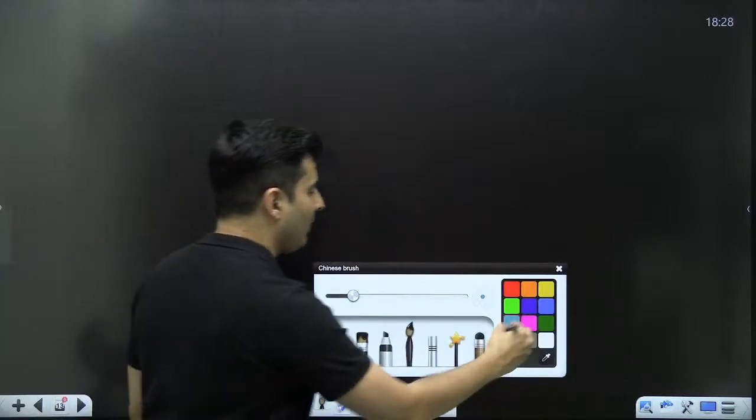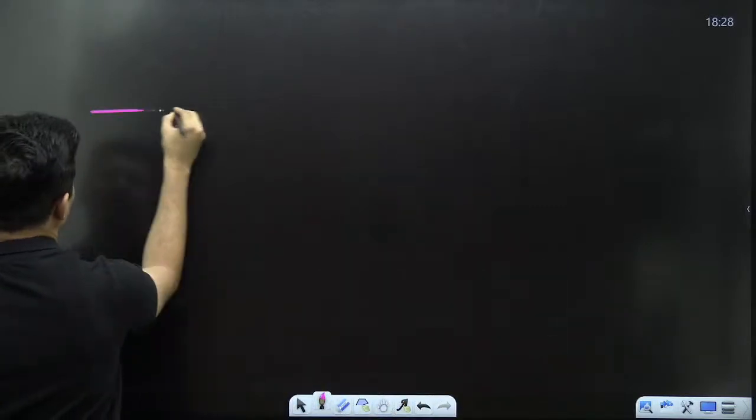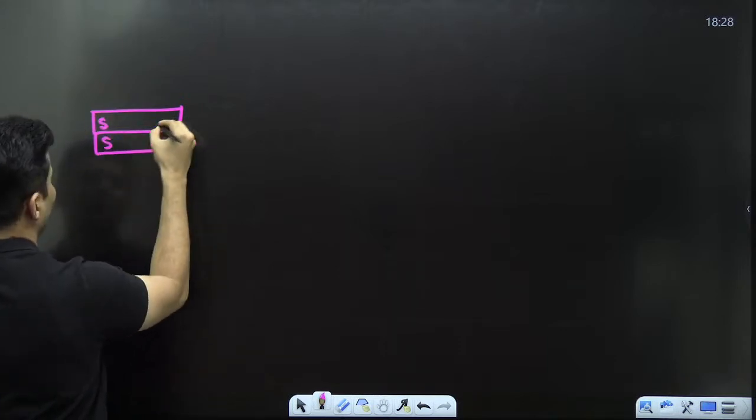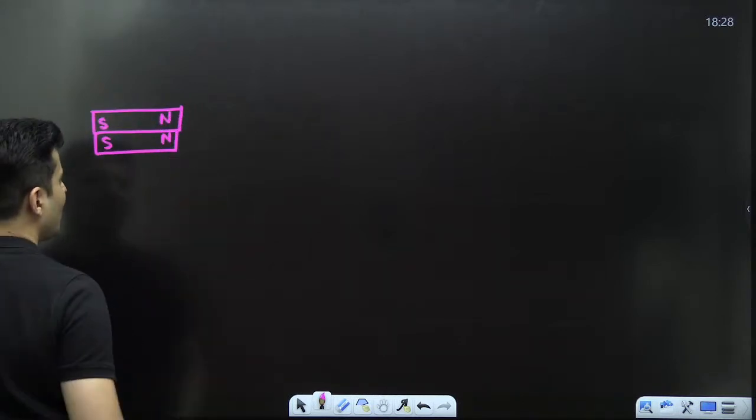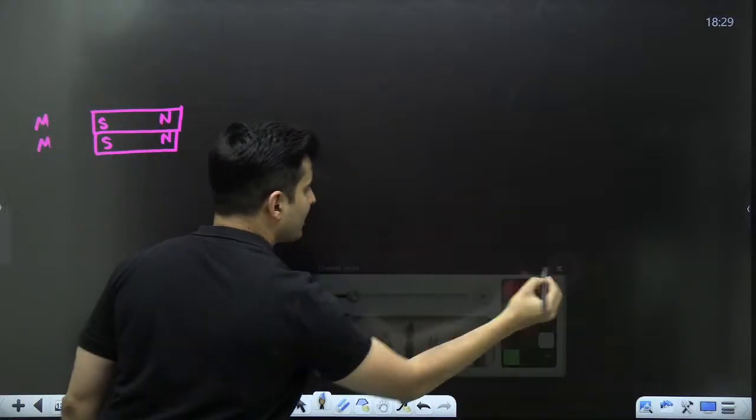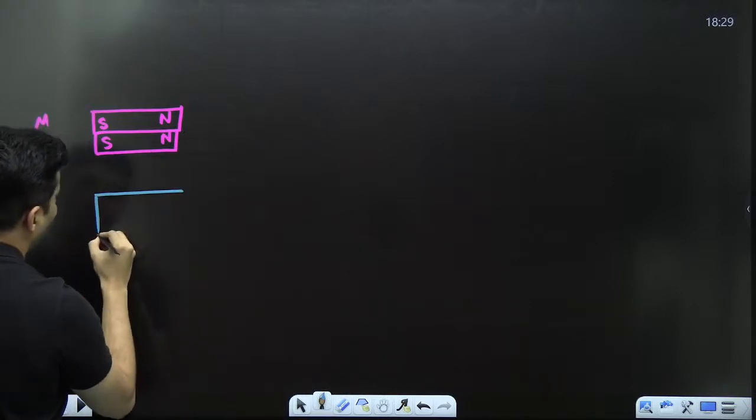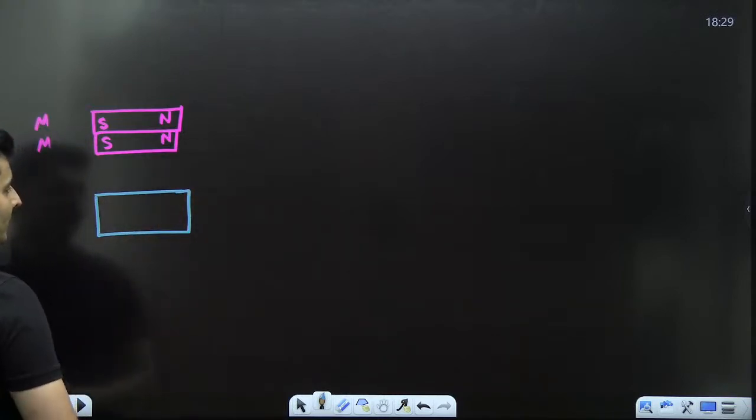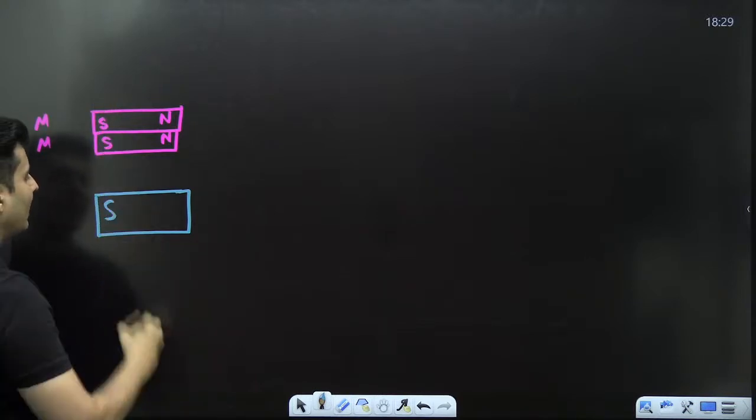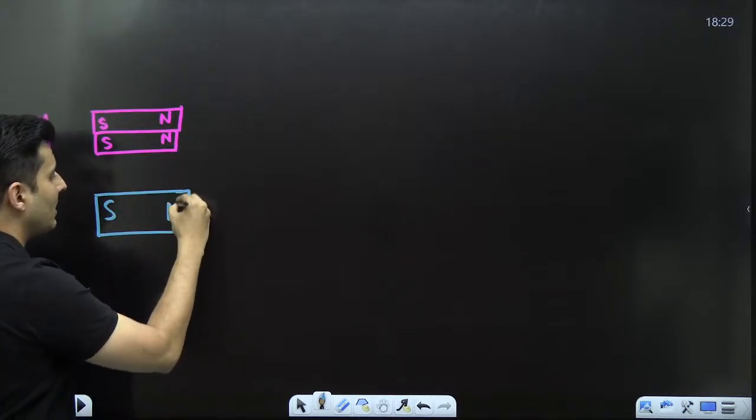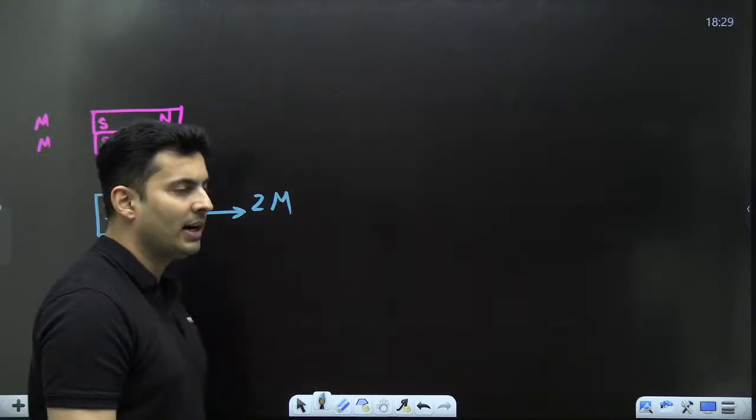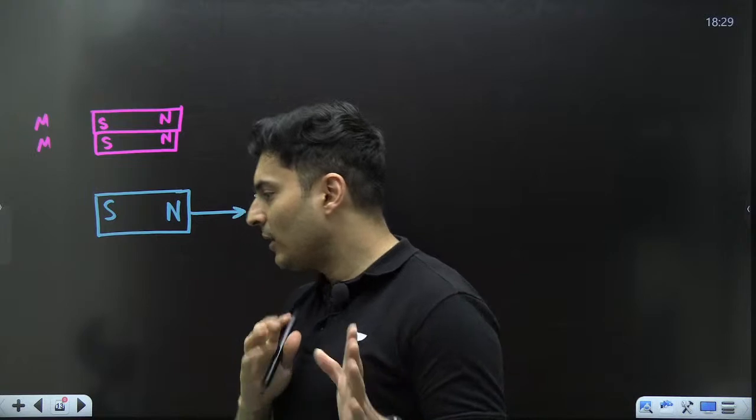Now, my dear students, what would happen if I take both the magnets in this manner: South Pole, North Pole, South Pole, North Pole. If each has magnetic moment M, can you guess as a whole what will be their magnetic moment? Both the South Poles will behave like one big South Pole. Both the North Poles will behave like one big North Pole. So the total magnetic moment will be basically 2M. Agreed or disagreed?